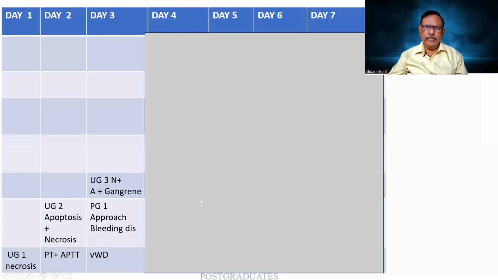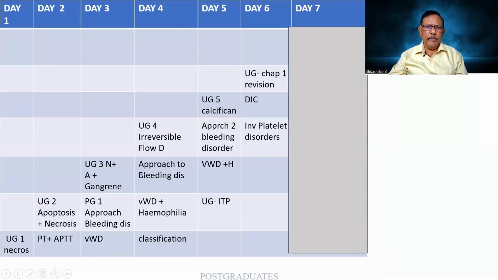I have blocked the rest purposely so that you people can concentrate on it. So look at the stepwise approach that I have planned. Now I'm going to day 4. So undergraduate: what I do is the entire irreversible injury along with the flow diagram. I do it. Also, there is a repetition of the approach to bleeding disorders.